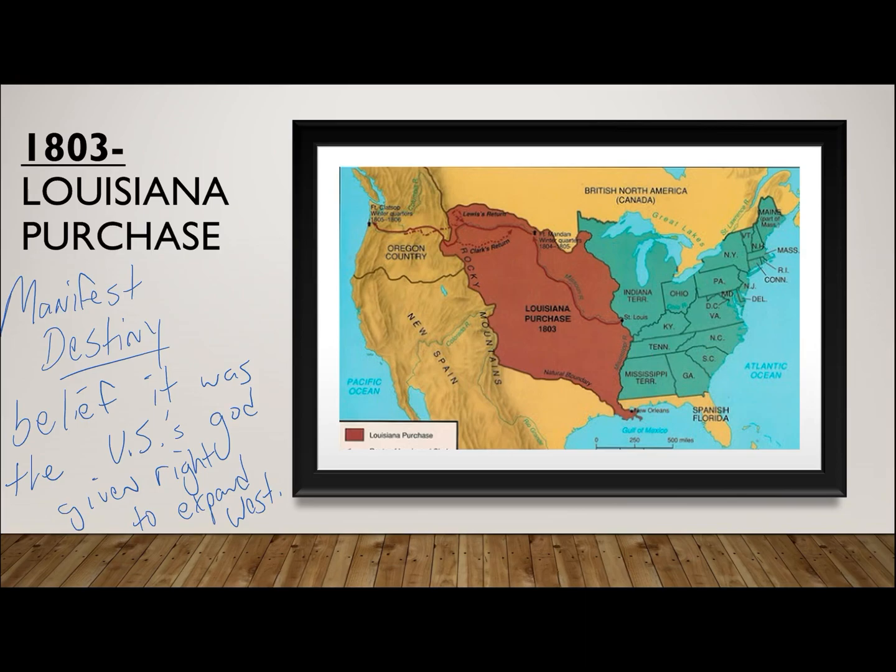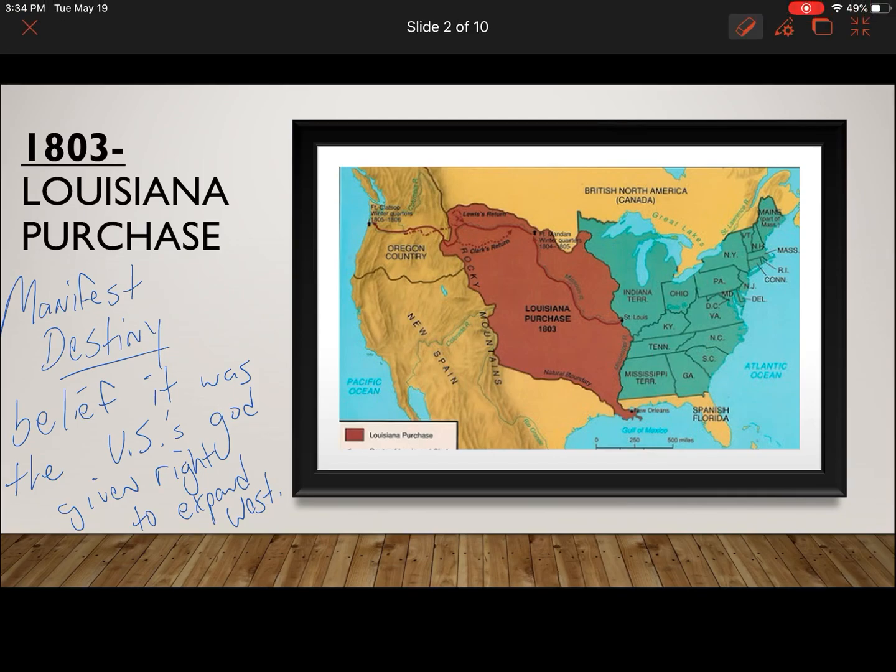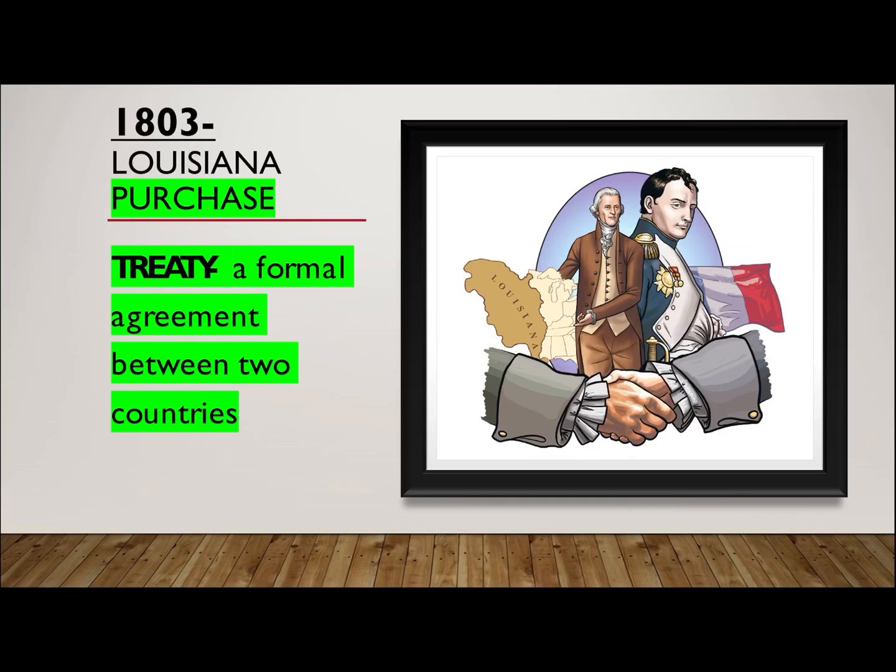Now, the Louisiana Purchase began this, and hopefully you remember we covered the Louisiana Purchase just a few weeks ago. In the Louisiana Purchase, the United States signed a treaty with France, meaning a formal agreement between the United States and France. My picture on the right there shows Thomas Jefferson, President of the United States, and Napoleon Bonaparte, the leader of France. They didn't shake hands in person, but their ambassadors did.